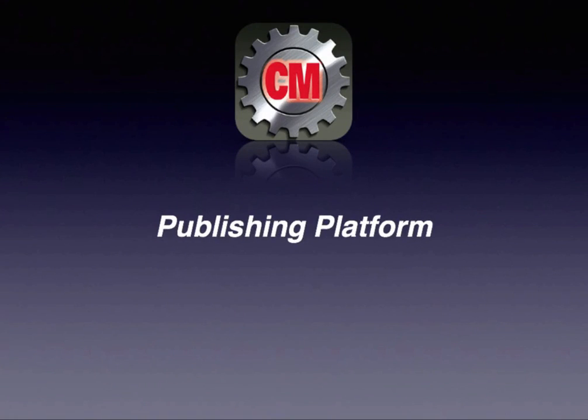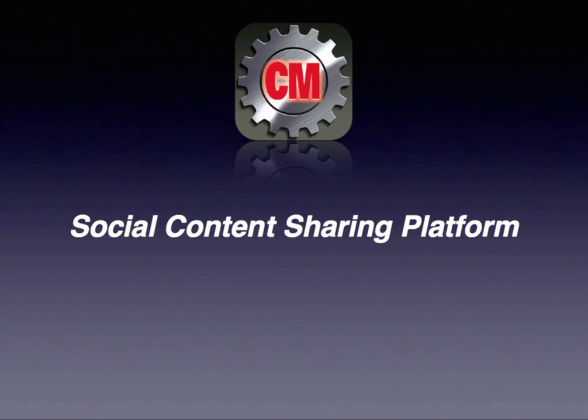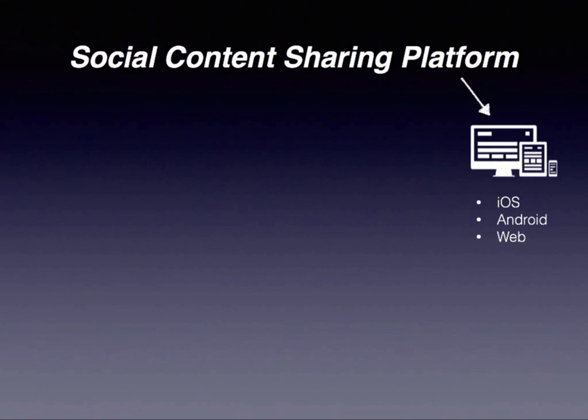So initially, the Comic Machine was a publishing platform, but since then we've evolved into a more engaging business model. So now our model is a social content sharing platform. And if we take apart that label word by word, the platform, as before, will be on iOS and Android on mobile devices, as well as the web on your desktop.